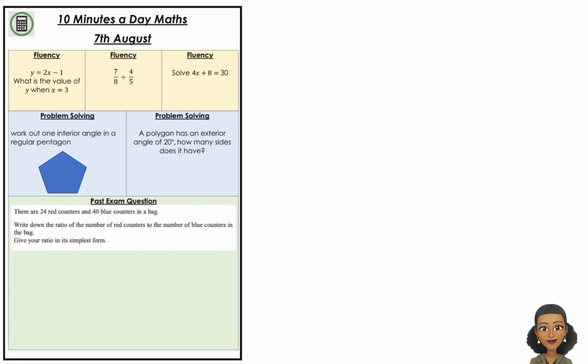Okay, the model I'm using is the Casio FX991CW model, but you can use the FX83 and things like that. But I recommend the 991. It's got everything on it. So let's get started with fluency.